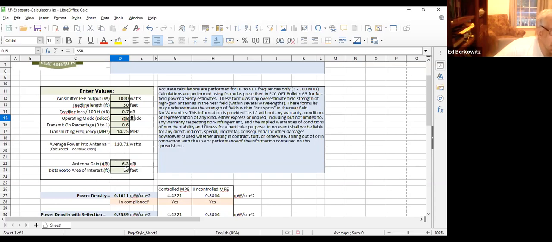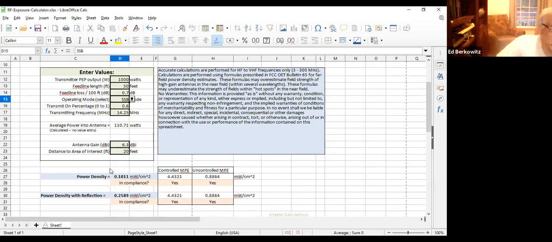The antenna gain is 6.3 dBi, which would be typical of a small tri-band beam. And in this case, we'll say the distance to the area of interest is 20 feet. So we're saying from your antenna to maybe your attic shack, we'll just say it's 20 feet. So for a controlled environment, the power density is essentially 1/10 of a milliwatt per centimeter squared, significantly below 1 milliwatt per centimeter squared. So we're compliant.